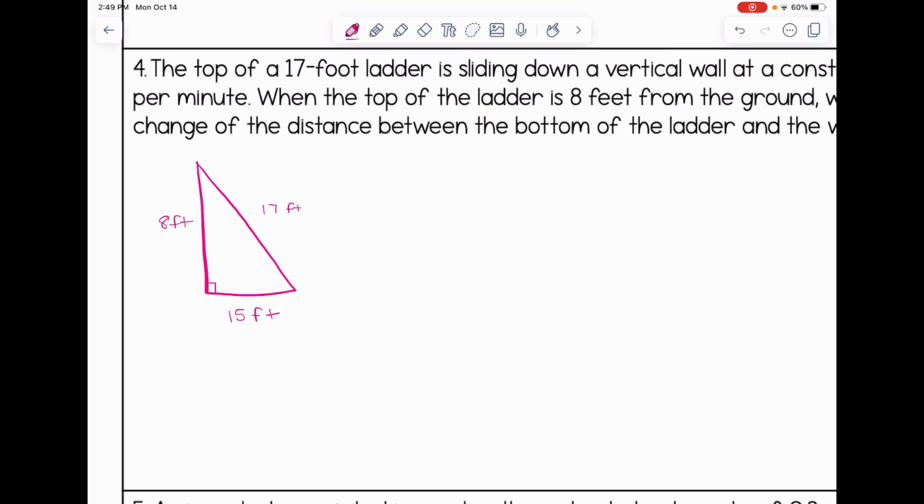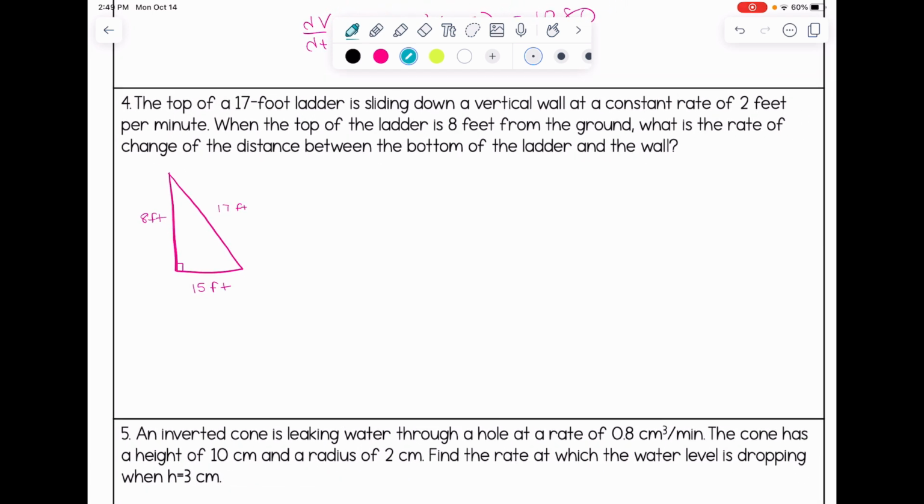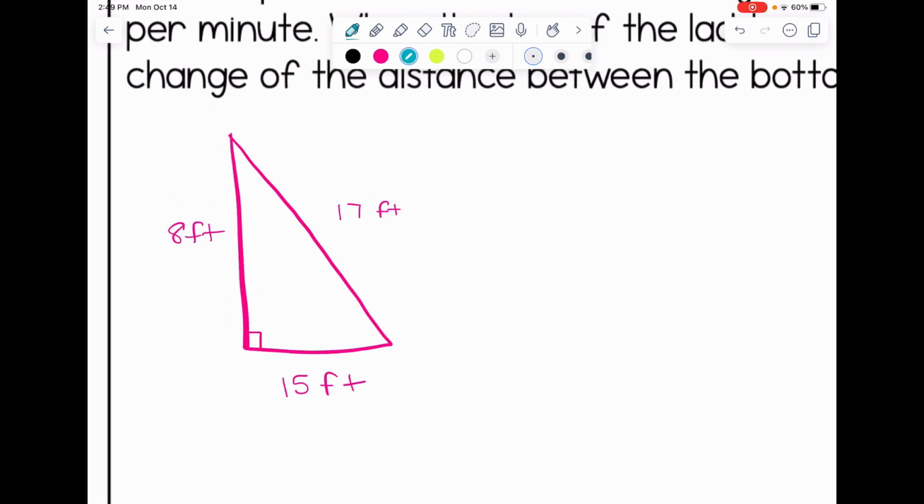Now let's talk about the rates. And I'm going to put these in a different color here so you can see. We know that the top of the ladder is sliding down the wall at a rate of 2 feet per minute. And since it's sliding down, the height is decreasing. So I'm going to label this as -2 feet per minute. That's showing the top of the ladder sliding down the wall. That is the rate of change of the height compared to time.